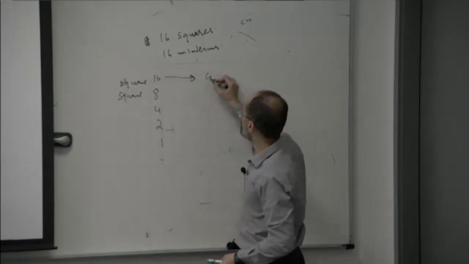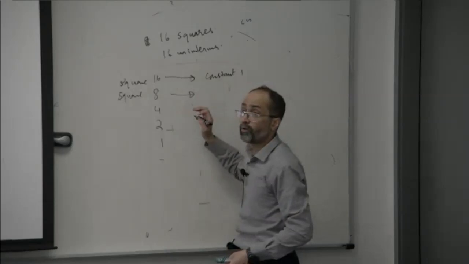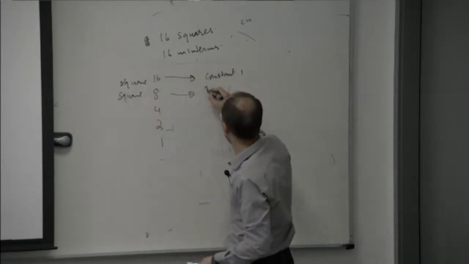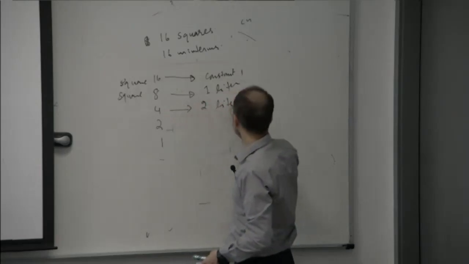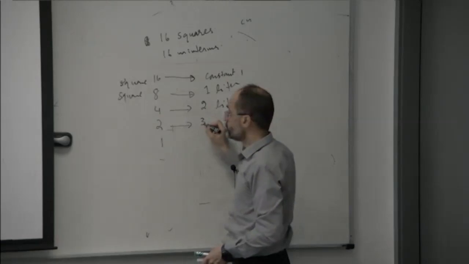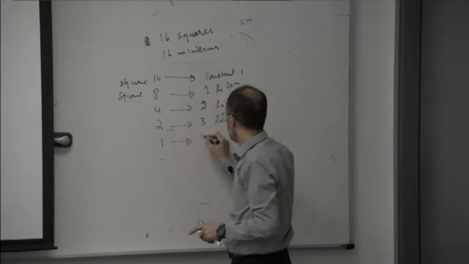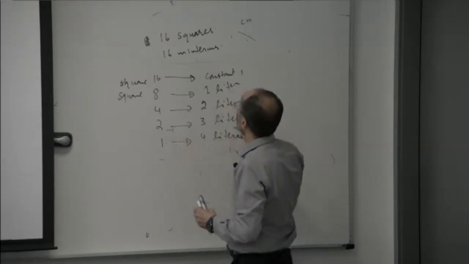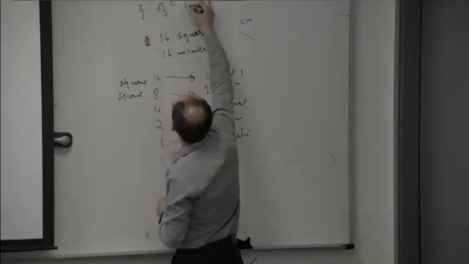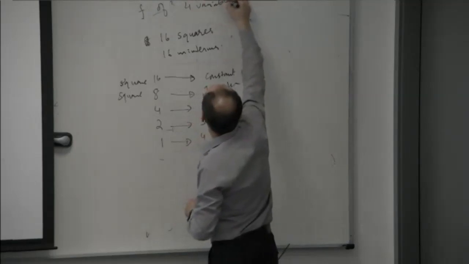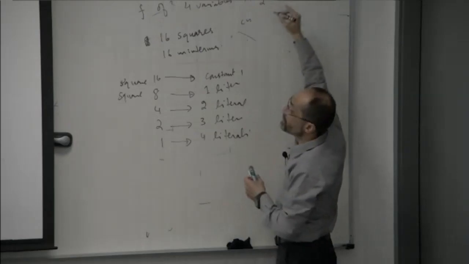A square of 16 means constant 1. Square of 8, 1 literal. Remember? Square of 4, 2 literals. Square of 2, square of 1, just 1, 4 literals. But for this, it's a function of 4 variables. Remember, it's a function of 4 variables. So now how many possible combinations? 2 to the power 4, which is 16.